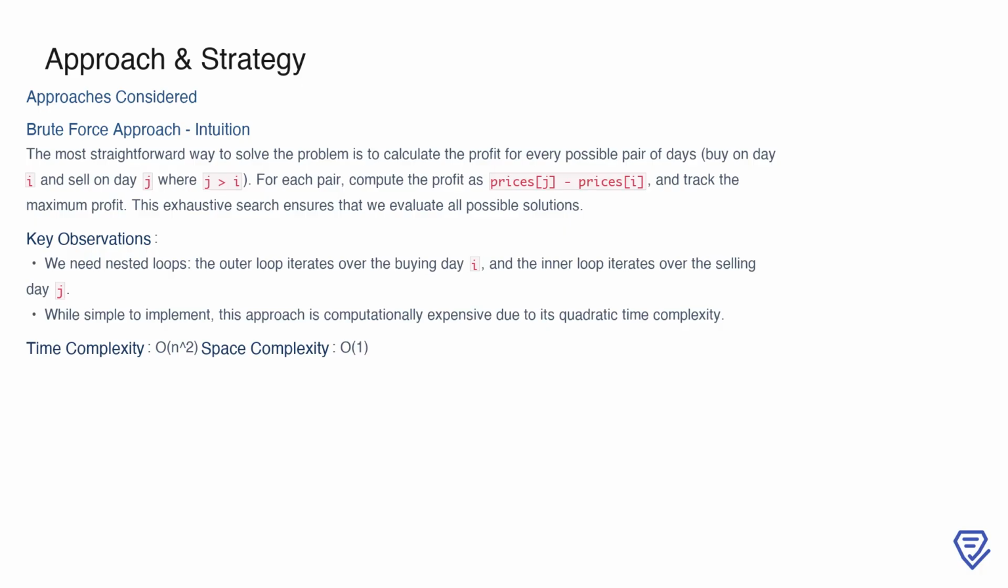While this ensures we evaluate every possible buying and selling combination, it requires two nested loops, one for the buying day and one for the selling day. As a result, the time complexity of this approach is O(n squared), which makes it impractical for large input sizes. On the positive side, it's simple to implement, and it guarantees we'll find the maximum profit. However, due to its inefficiency, we need a better solution for larger datasets.